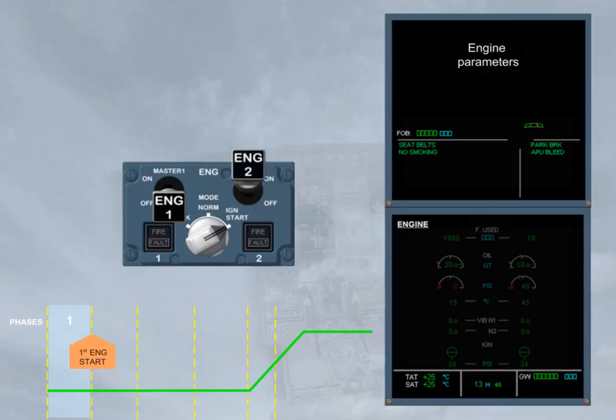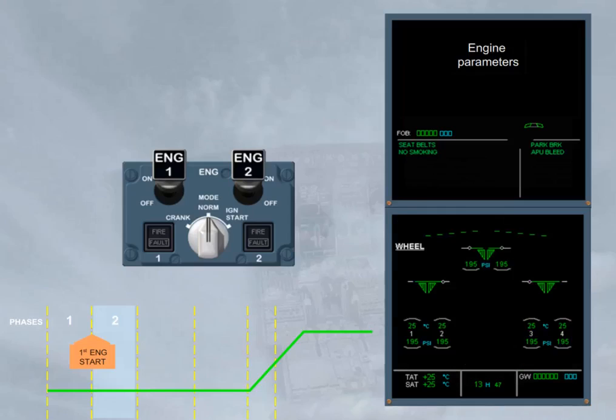Then, as soon as the first engine has been started, the Ecam phase changes. After starting the second engine, when the engine mode selector is set back to normal, the engine page is automatically replaced by the wheel page in order for the flight crew to monitor that system during taxi.